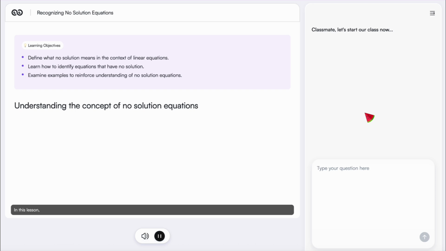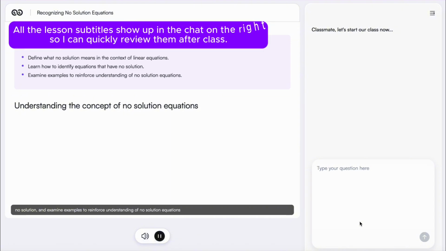In this lesson, our learning objectives are to define what no solution means in the context of linear equations, learn how to identify equations that have no solution, and examine examples to reinforce understanding of no solution equations.